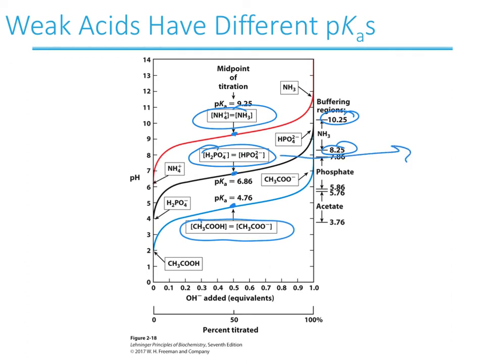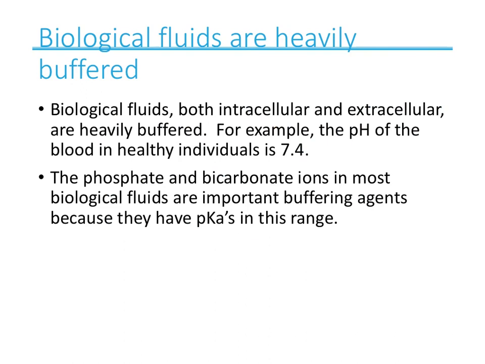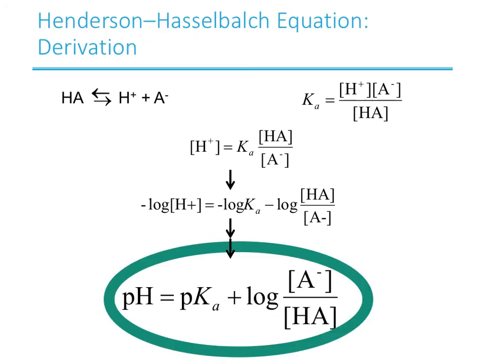Now, this dihydrogen phosphate buffer is important in the fluids of cells, and notice how its buffering region overlaps with the physiological pH of 7.4. So biological fluids are heavily buffered, both intracellular and extracellular fluids. And the pH of blood, for example, in healthy individuals is 7.4. And the phosphate and bicarbonate ions in most biological fluids are important buffering agents because they have pKa's in that range.